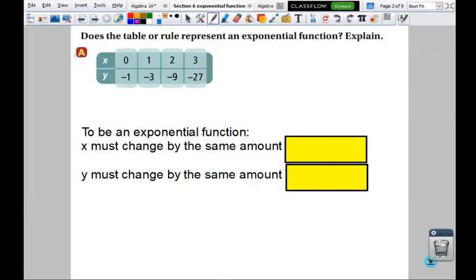All right, so we're going to look at this table right here. I have an x and y row in my table.